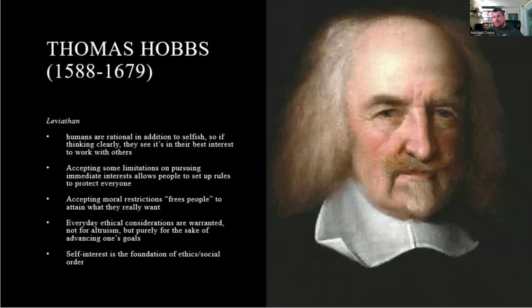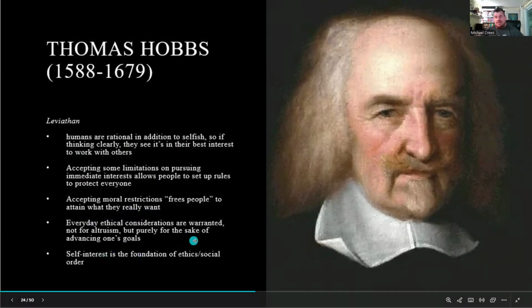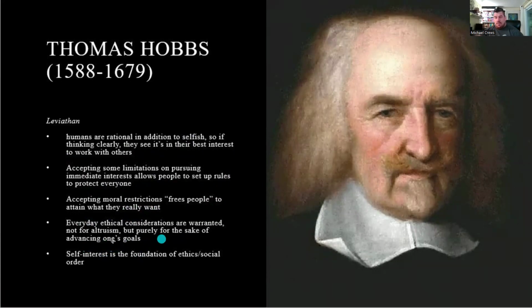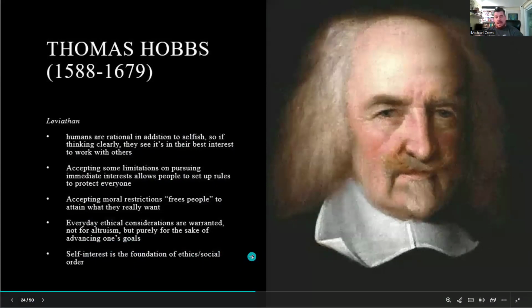Then we have Thomas Hobbes, who you could argue is actually an early contractarian, which we'll talk about next week. But he said humans are rational in addition to selfish. So if we're thinking clearly, it's in our best interest to work with others. Accepting some limitations on pursuing immediate interests allows people to set up rules to protect everyone. And then accepting moral restrictions frees people to attain what they really want. Every ethical consideration is warranted not for altruism, but purely for the sake of advancing one's goals. And so self-interest is foundational for ethics and social order.